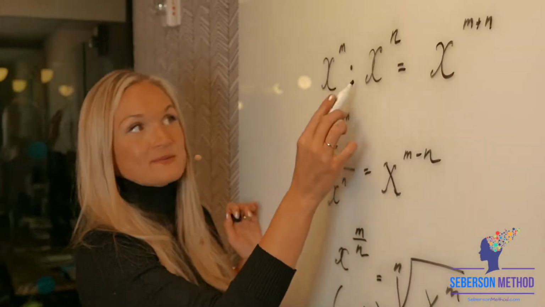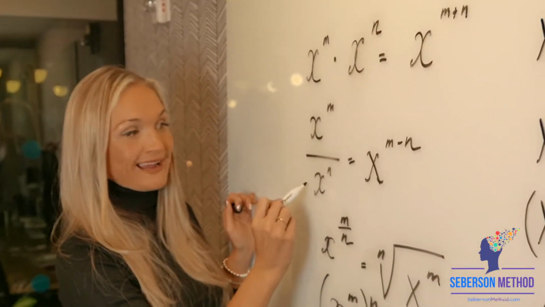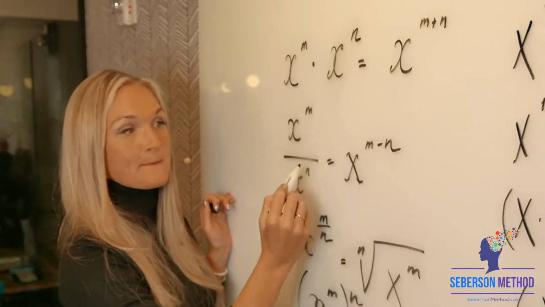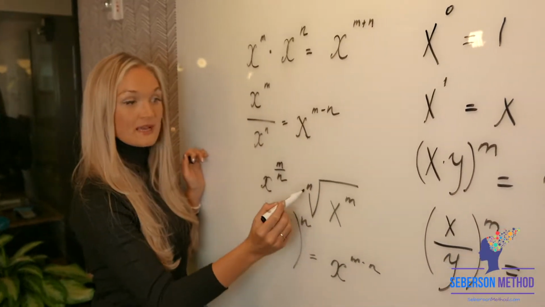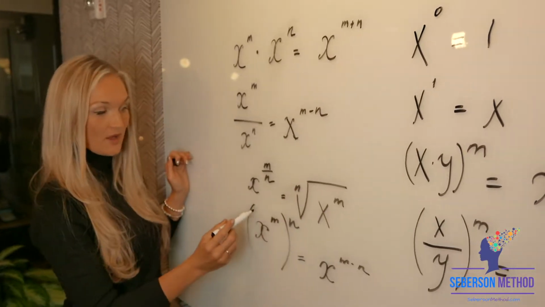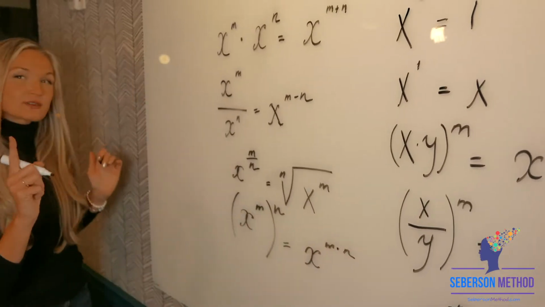X raised to m times x raised to n, so the base is the same, different exponents. We're going to add those exponents together. Now let's divide x raised to m over x raised to n. We're going to get an x, but we're going to subtract, m minus n. That is going to be your new exponent. Now let's do a fractional exponent. X to the m over n equals the nth root of x raised to the mth power, and then this one, where x is raised to the mth, and then altogether it's raised to the nth power, now it equals x to the m times n. One more little rule that I want you to remember.